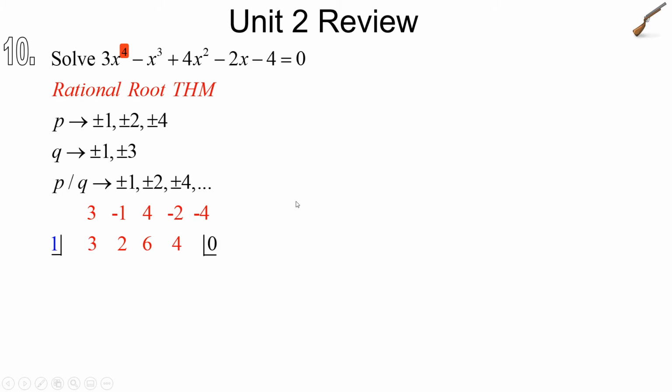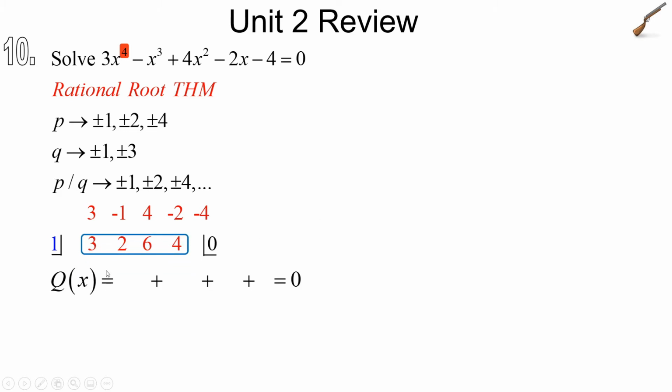Now, I would go on right now and check 1 as a double root, but look at what I have here: 3, 2, 6, 4. Isn't that a cubic with 4 terms? Do you think that grouping might work again? Let's take a peek at this now.